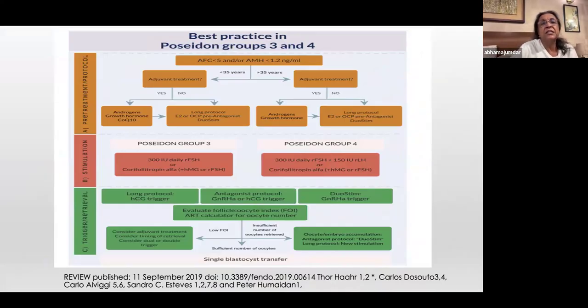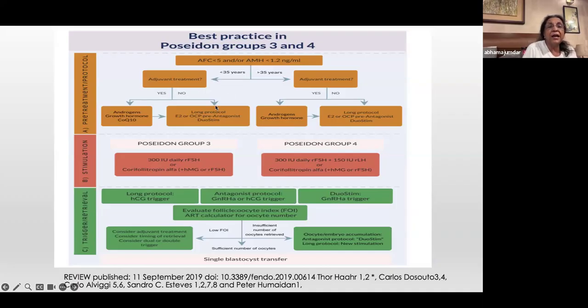If you can see, AFC is less than 5, AMH is less than 1.2. I found this very interesting, that adjuvant treatment you may give or you may not want to give. So they've given both options. If you want to give adjuvant, what are the adjuvants? You can use androgens, growth hormone, and CoQ10 in the younger woman. But when you want to give adjuvant in the older woman, only androgens and growth hormone are recommended.